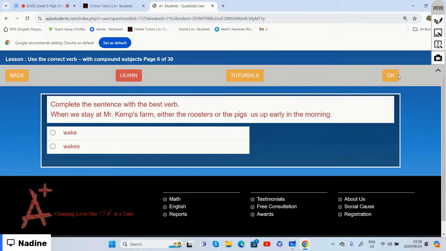All right. So when we stay at Mr. Kemp's farm, then either the roosters or the pigs, do we say wake us up early in the morning or wakes us up early in the morning? We need to choose the best one.